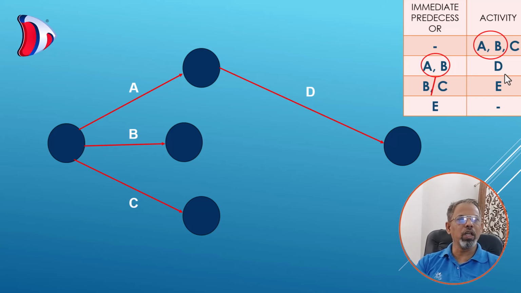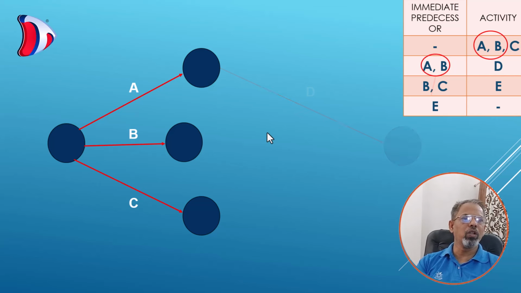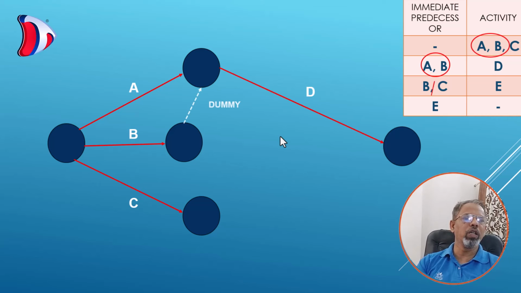D originates from the combination of A and B, but here the combination of A and B is not possible unless we introduce a dummy activity between A and B. This indicates that combining A and B will give rise to D.